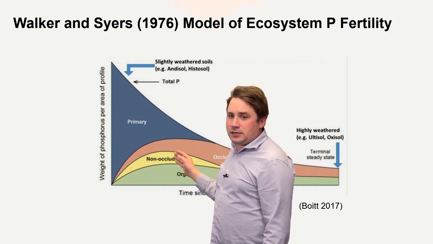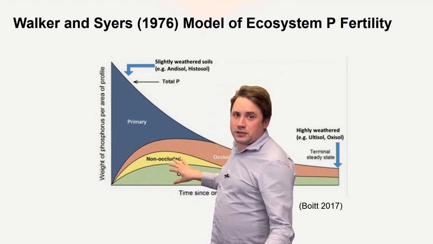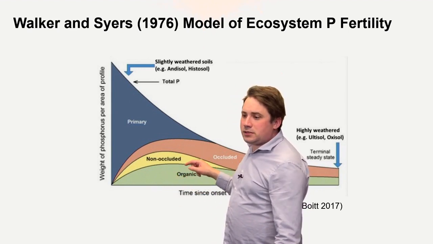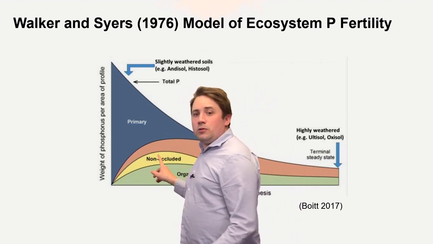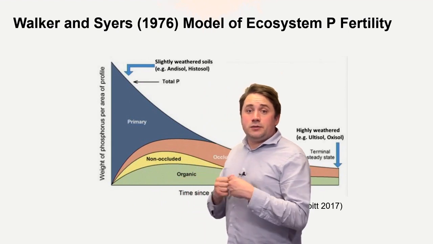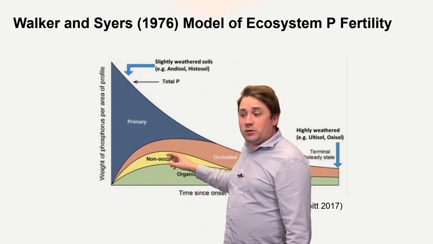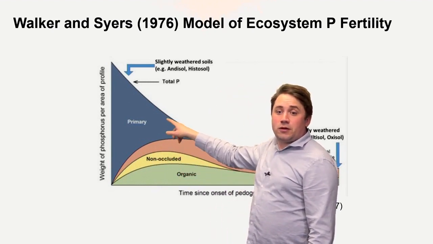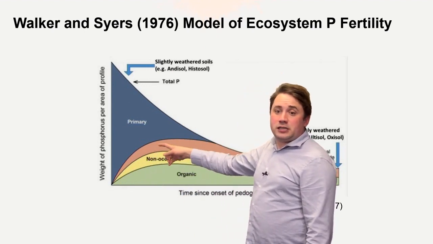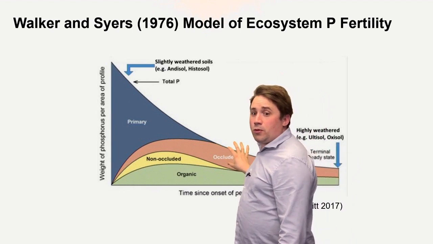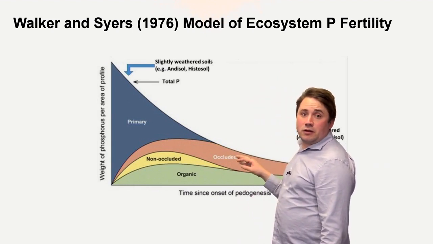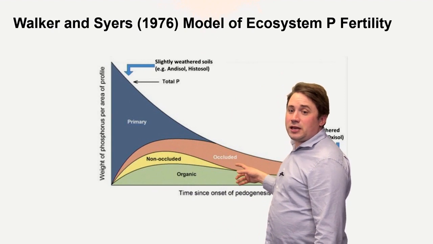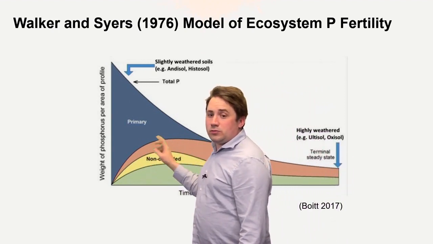And Walker and Syers segregated this into 3 different pools. You have the organic pool, which is self-explanatory. This is the phosphorus that's in organic matter, the dead remains of plants and microbes. You have this non-occluded pool, which is phosphorus that is not very tightly sorbed to mineral surfaces. So this is plant available inorganic phosphorus that is being weathered from primary minerals. And then you start to see this formation on top here of this red zone, the occluded pool. And these are phosphates that are either bound to iron or clays. This represents a phosphorus fraction that is not readily accessible by plants, or it's occluded.